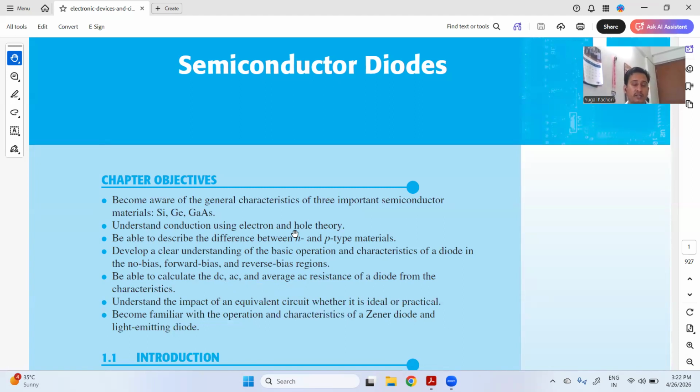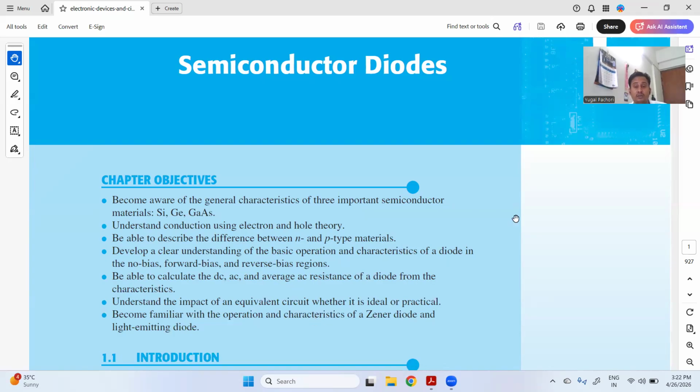Because there are two types of charge carriers, one is electron and the other is holes. Both types of charge carrier constitute the current in the semiconductor devices, whether it is a transistor, diode, or any other device. Now you will develop a clear understanding of the basic operation and characteristic of a diode in the no bias, forward bias, and reverse bias region.